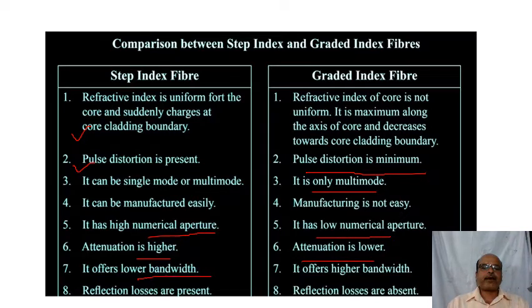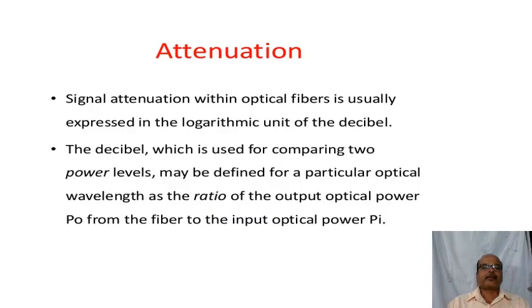It offers lower bandwidth, it offers higher bandwidth. Reflection losses are present, here reflection losses are absent. So the next topic in this is attenuation. The first experiment is to find the numerical aperture. So define numerical aperture and what is the formula for numerical aperture.